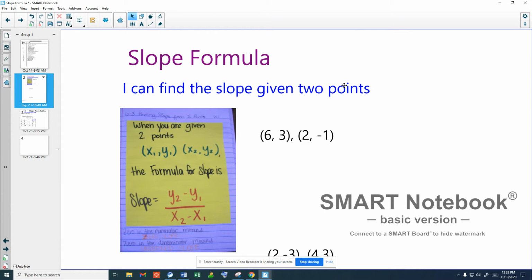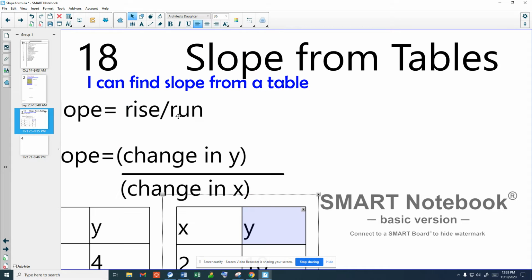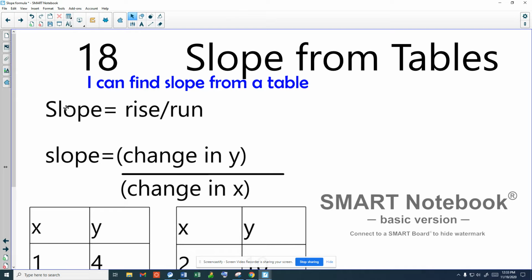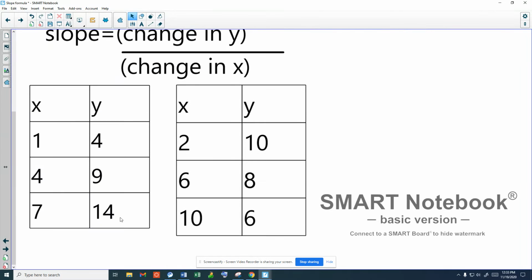All right, you guys, today we're going to talk about the slope formula. This is going to help us find the slope or the rate of change given 2 points. We're also going to talk about slope from tables and actually finding the slope given a table.